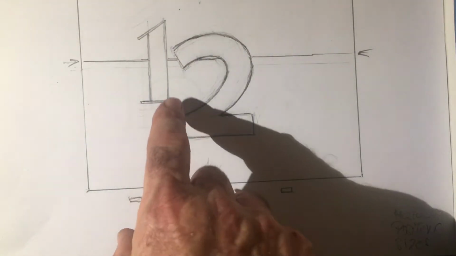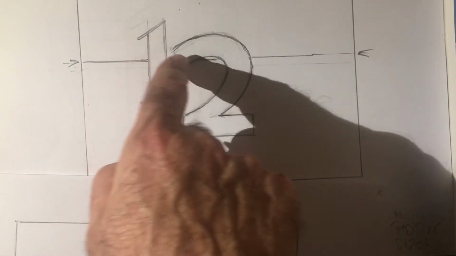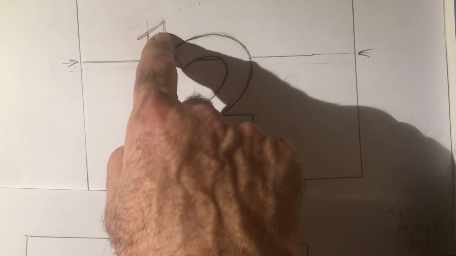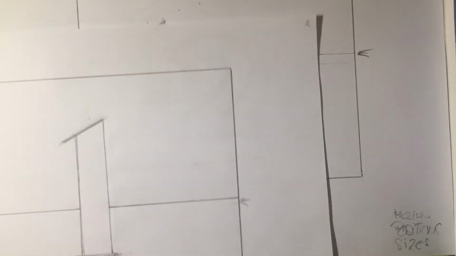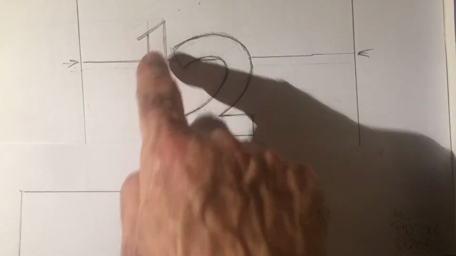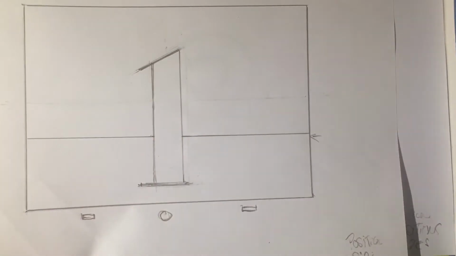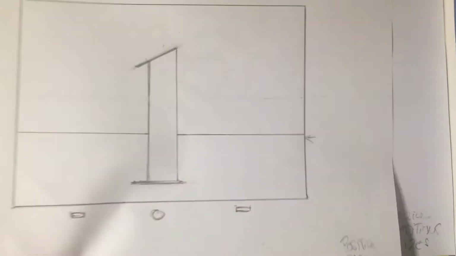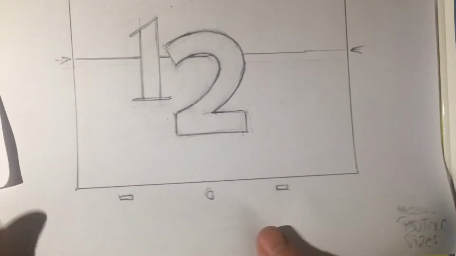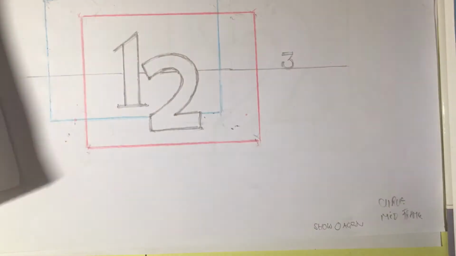Also, you notice the one has now shifted over a bit to the side. There's not that much difference actually, but you can see that the mass of the one is bigger here because we're pulling away, and of course we're bringing in the two. So the two has to come in. So how do we do that?